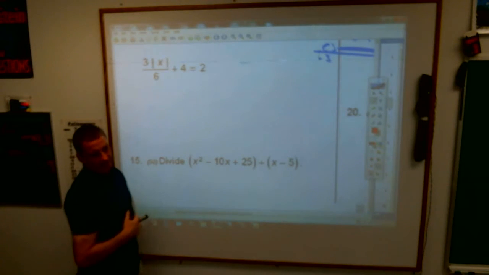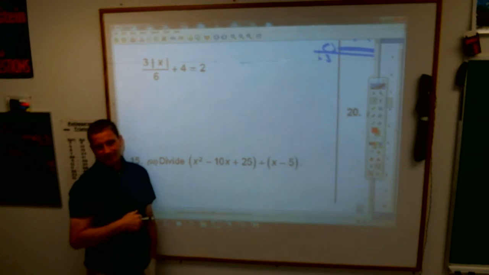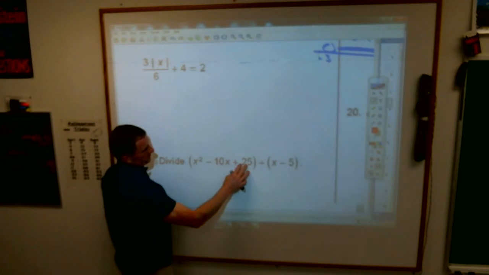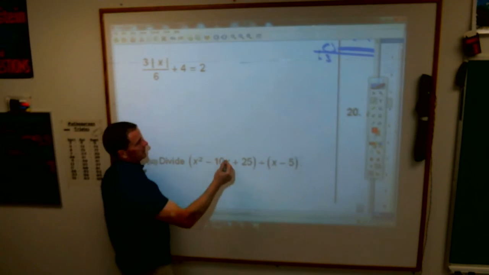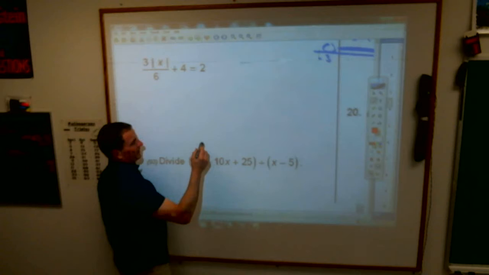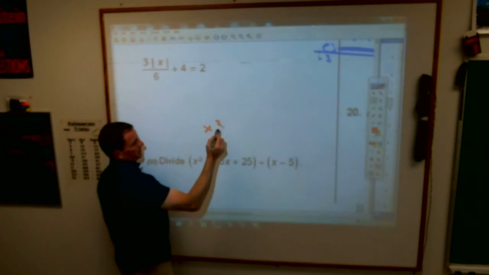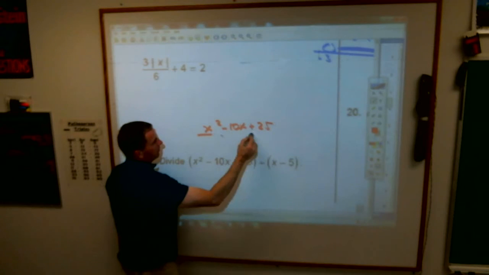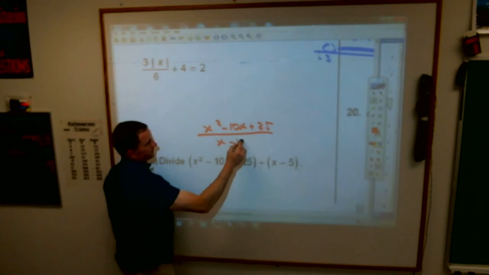Actually, there's two ways to do it. Does anybody do it by factoring? You just cross them out. If you were given this problem on a test, other than what we've already talked about, what you kind of have to see is this. Because this is going to work out evenly, it is this divided by that, so it's actually x squared minus 10x plus 25 all over x minus 5.